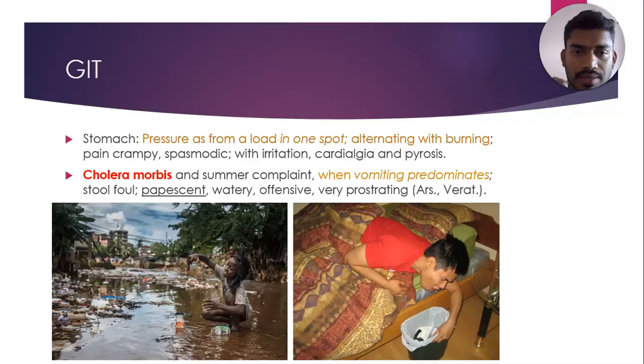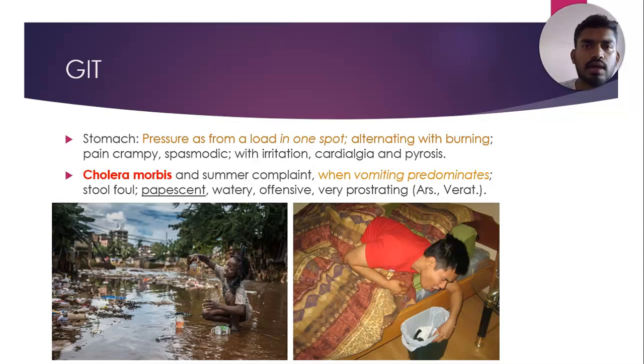Now cholera morbus and summer complaint when vomiting predominates. So we already need to focus on the vomiting part, because bismuth has more action on vomiting. There is diarrhea in bismuth, but the vomiting is concentrated a little more. So I already want you to remember this particular point, cholera morbus when vomiting predominates. When you see this, you need to remember bismuth. The stool is described as pappescent, watery, offensive, very prostrating.